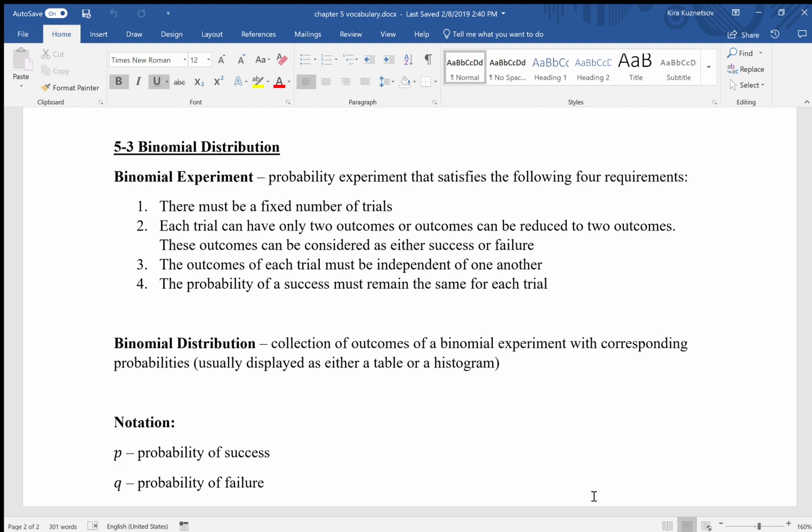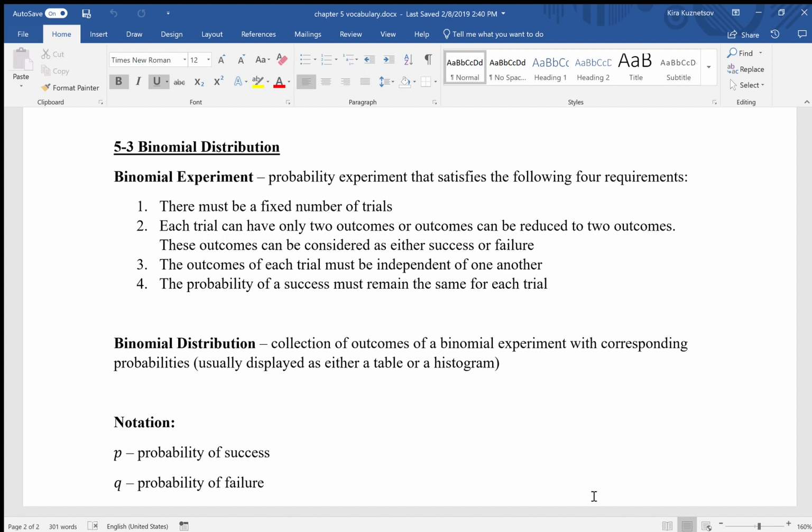The probability of success must remain the same for each trial. So this probability of success is judged some other way. For example, we're looking at the basketball player and we know he has 80% chance of making the basket. So thus 80% chance will follow him through all of those 10 trials of trying to make a basket. So these are my four requirements.